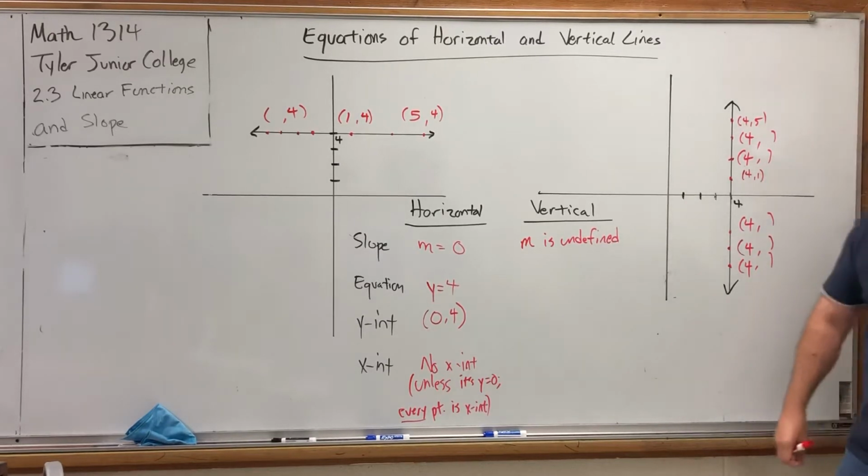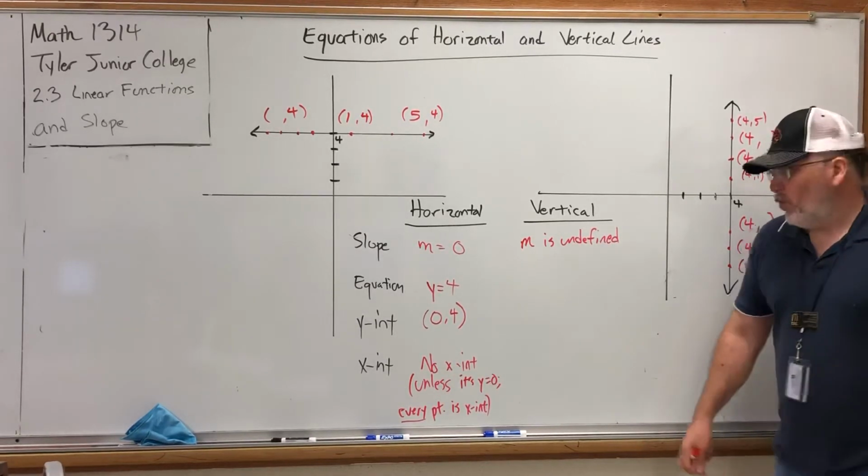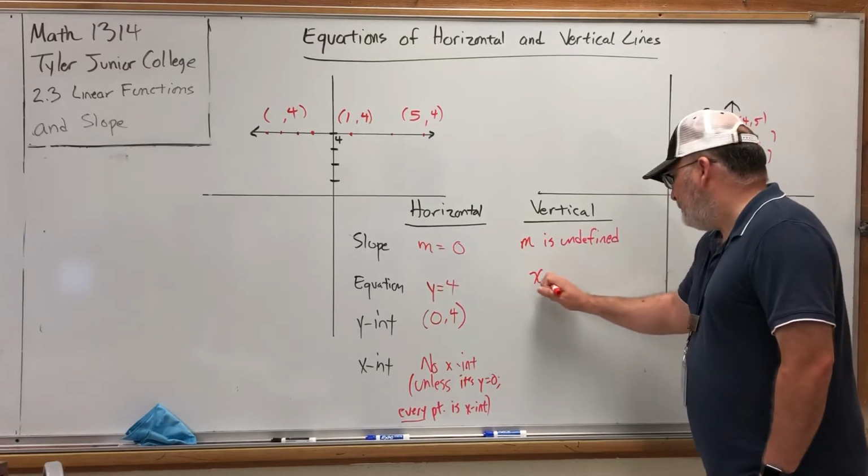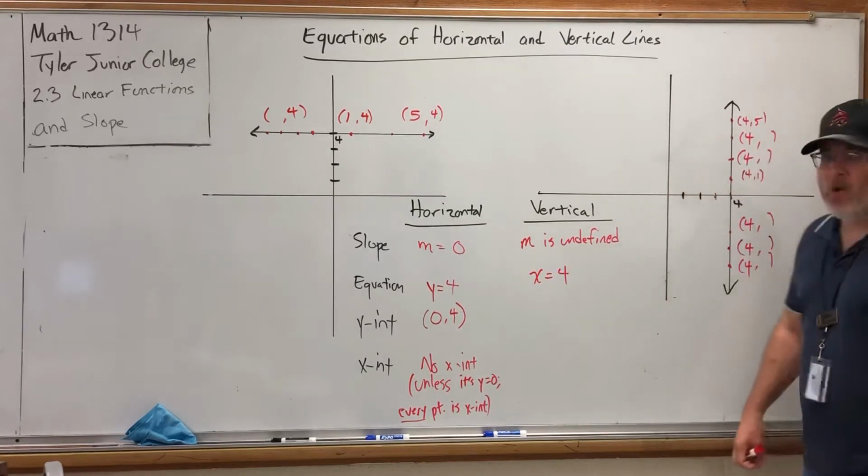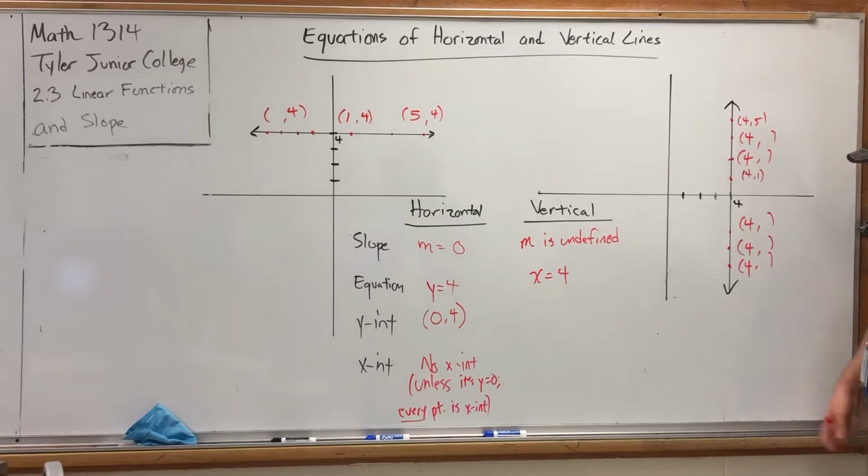Guess what the equation of this line is? X equals 4, which makes sense because this equation really doesn't care what your y-coordinate is. It just says go over 4, now go up or down as far as you want. Stop and you'll be on the vertical line.